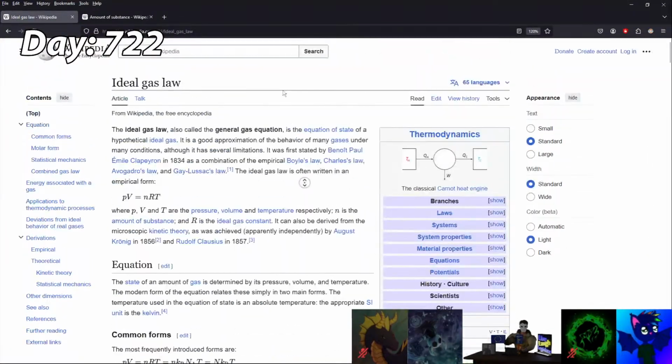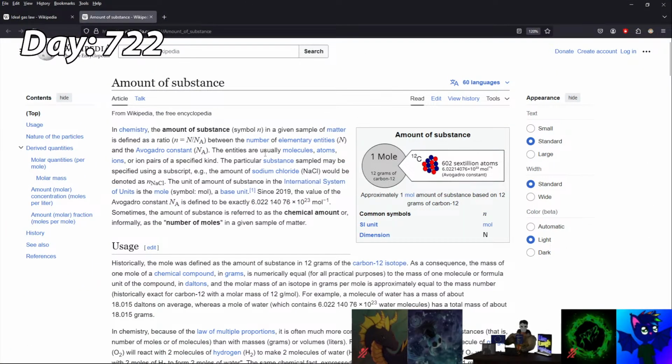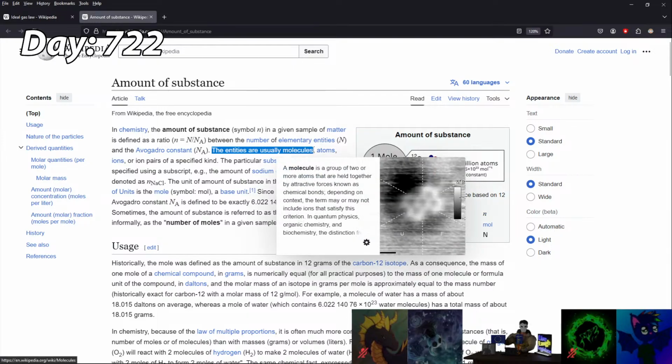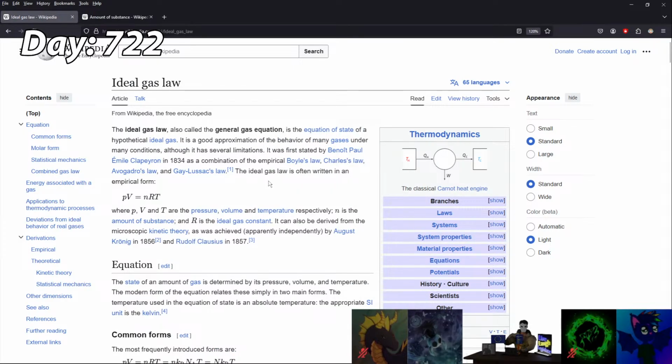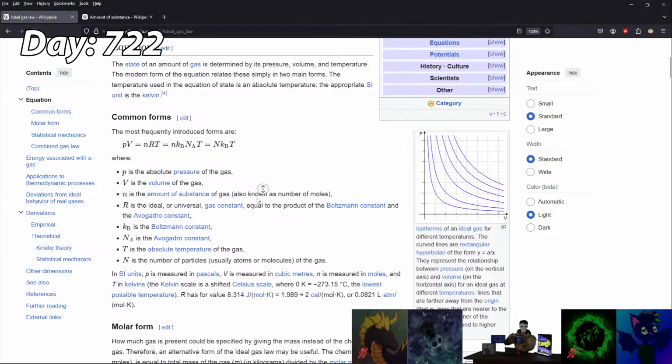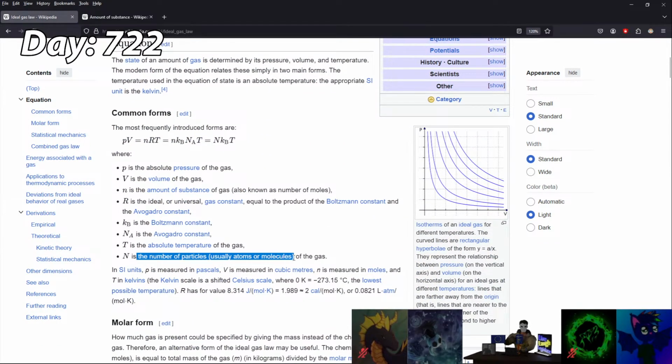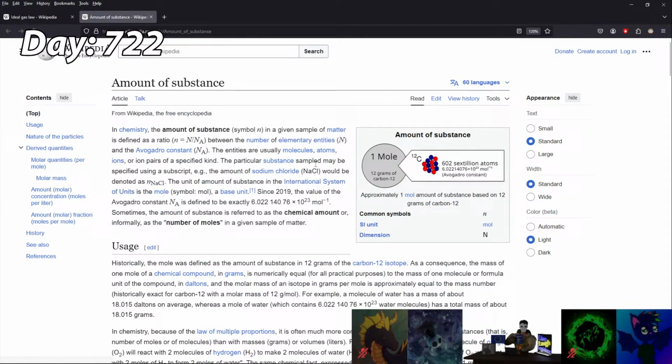Like the number of something and amount of substance. The entities are usually molecules. That's for the mole. So for mole, entities are usually molecules. However, when it comes to the ideal gas law, capital N is still just particles, a number of particles, usually atoms or molecules. So if I counted all the molecules, did I measure the number of particles, usually molecules, or the amount of substance, usually molecules?